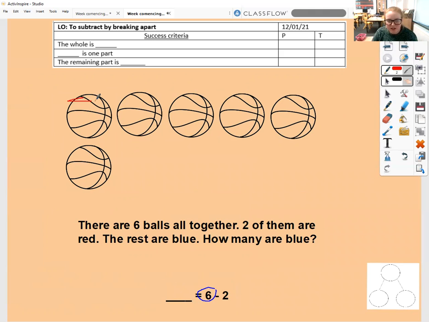So 6 balls altogether, 2 of them are red. So I know that this one is red, and I know that this one is red. So they're my first part. I'm going to take those away. 1, 2. So 6 subtract 2 equals my remaining part. So how many balls are left? Let's have a look. 1, 2, 3, 4. There are 4 balls left, and there are 4 blue balls. So 4 equals 6 subtract 2. Fantastic.